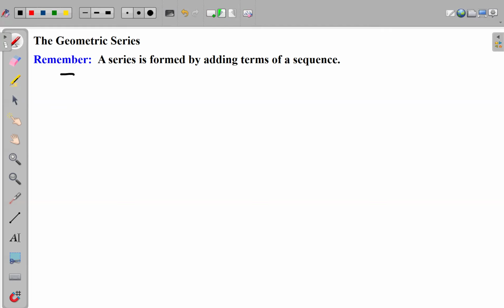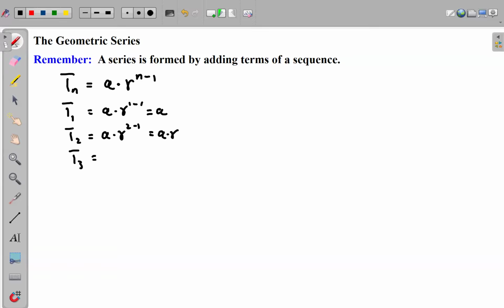So remember, for any term in a geometric series, I've got A times R to the n minus 1. Standard, right? So I want you to see something. If I want the first term, we have established this already, but we will repeat these things. As you can see, the first term is going to give me A. And when I look for the second term, I will get A times R to the 2 minus 1, which will just become A times R. And if I look for term 3, I'm just substituting into that general formula, I get A R squared.